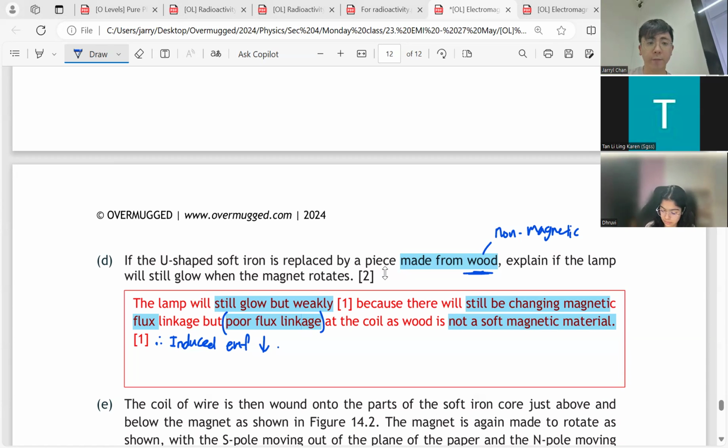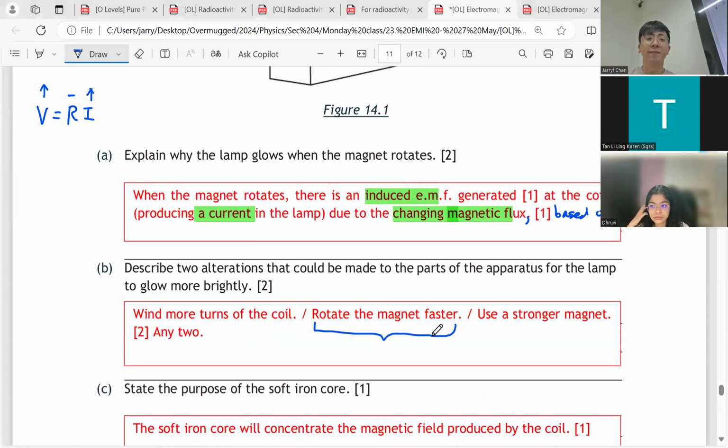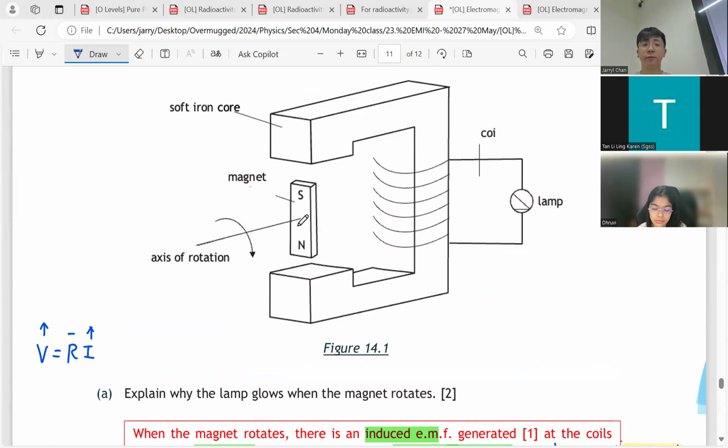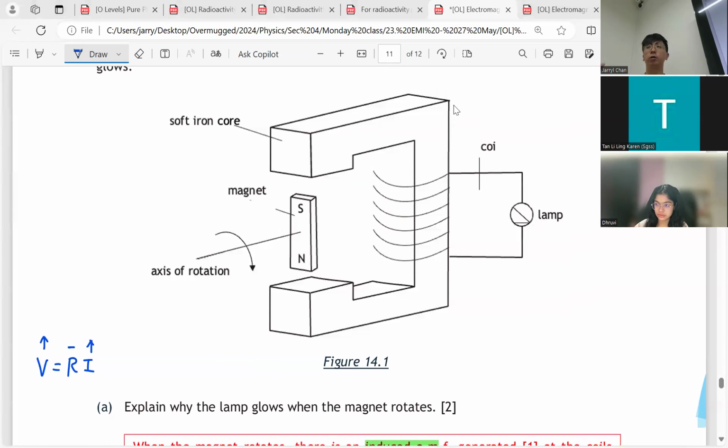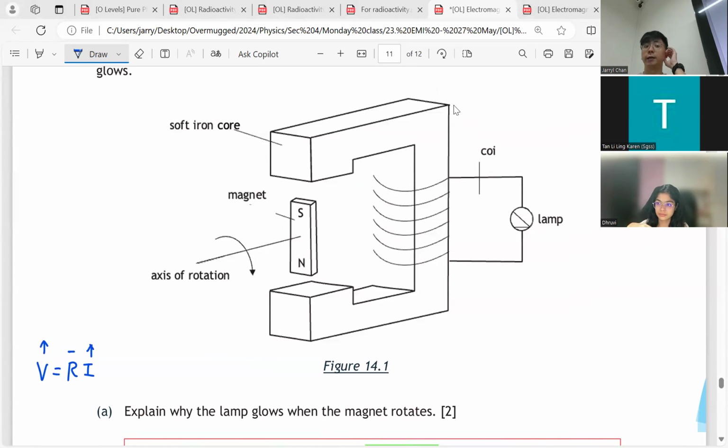Is it the magnetic field of the Earth? No, it is not the magnetic field of the Earth. It is still the changing magnetic flux of the magnet itself. If this is a non-magnetic material, it can still have the magnetic field lines passing through it, which causes an induced EMF in the coil. Not the Earth. If the Earth is a giant magnet, it doesn't cause everything to be attracted to one another.